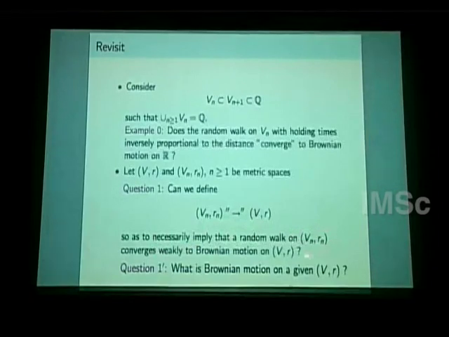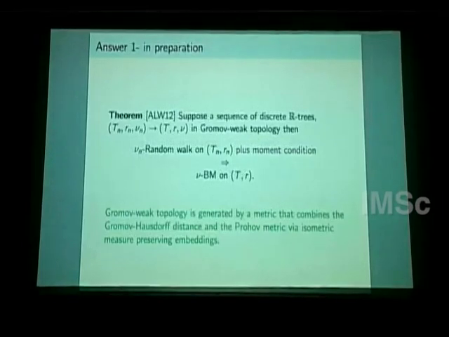Does my random walk on T_n converge to the Brownian motion? Now I don't have to go back to the old approaches because I have a limiting Brownian motion if T_R is an R-tree. So if T_R is an R-tree, I have a limiting Brownian motion. Now I want to understand if random walks converge to that. But then I have to understand what this equality, this notation means. So that's a theorem that's in preparation. It's almost there. So if you have a sequence of metric measure spaces, discrete R-trees, that converge in what's called the Gromov-weak topology to another metric measure space, then the nu-n random walk on T_n plus a moment condition will go to this Brownian motion.